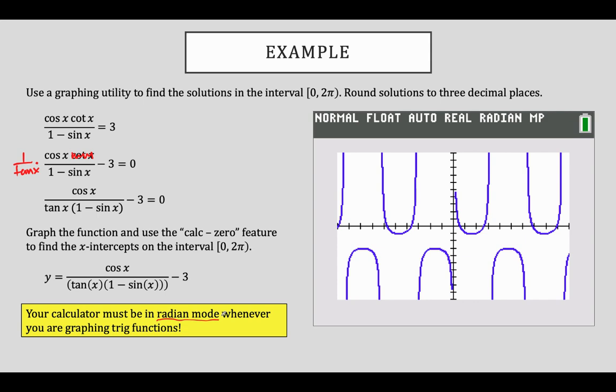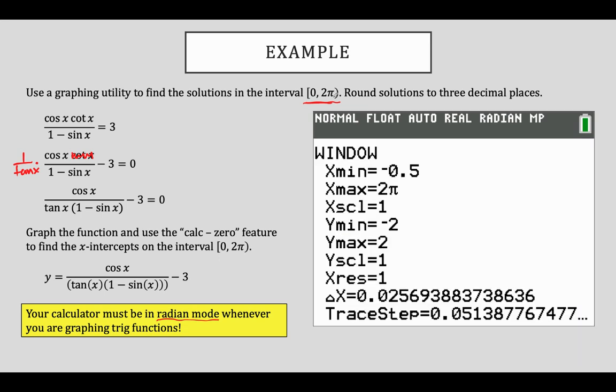And you should get a graph that looks like this. Now, again, this is our standard 10 by 10 window. If you hit zoom 6 on your TI-84, it will get you to your standard window. Well, again, we're only looking for the solutions between 0 and 2 pi. So hit the window button on your calculator, and let's make some changes to our window. X min, let's plug in negative 0.5, right? I want to be able to see if 0 is going to be a solution. So I want to go a little bit to the left of 0. Negative 0.5 is a number that's a little bit less than 0.